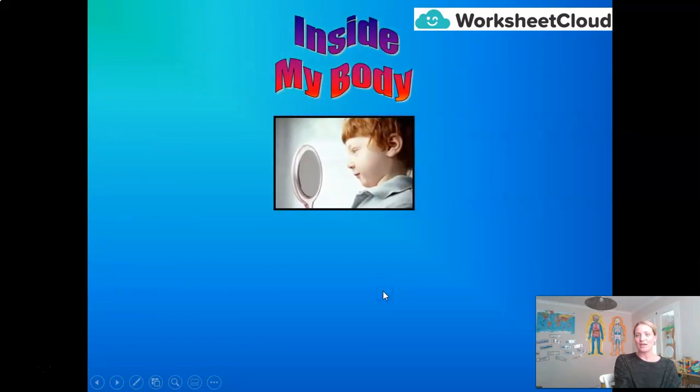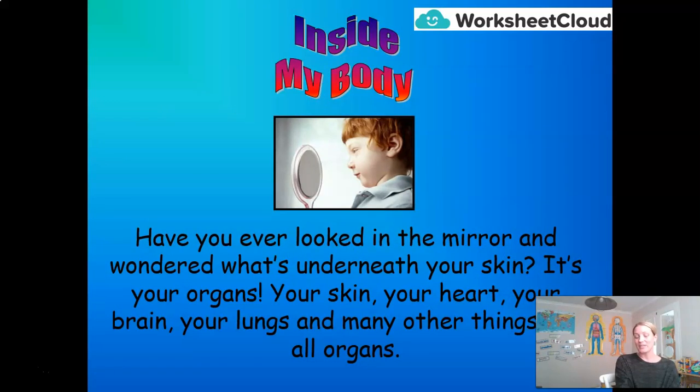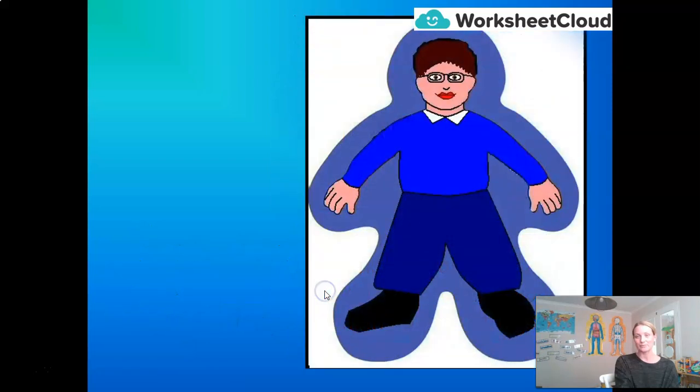So, have you ever wondered what is underneath your skin? It's your organs. In fact, your skin itself is an organ. Your skin, your heart, your brains, your lungs, and many others are called organs. So today we're going to look at them in a little bit more detail.